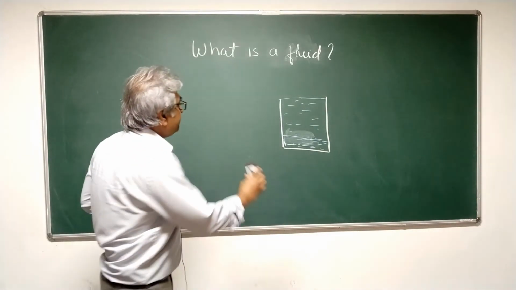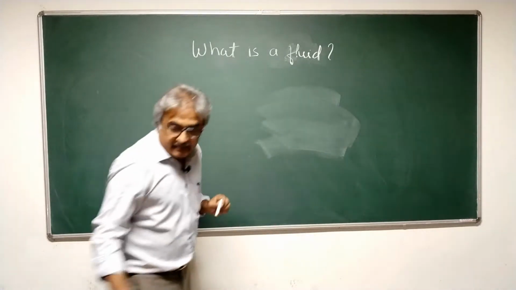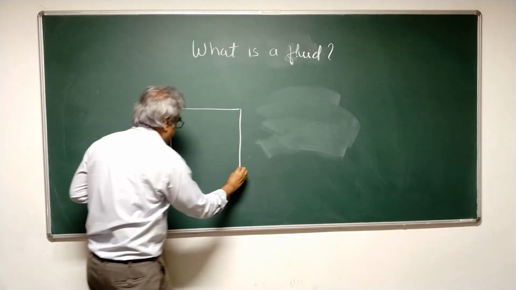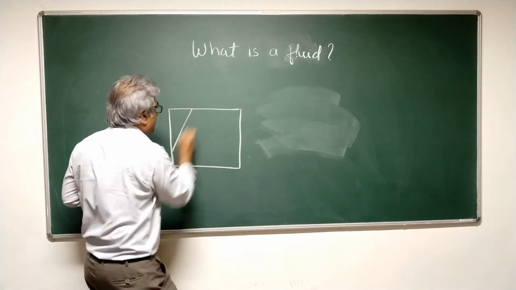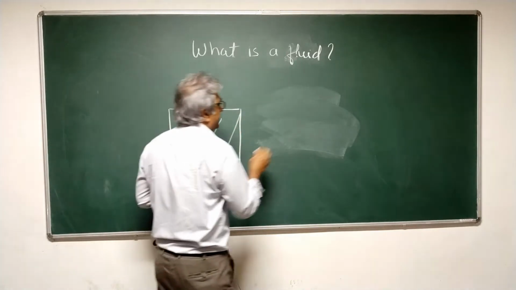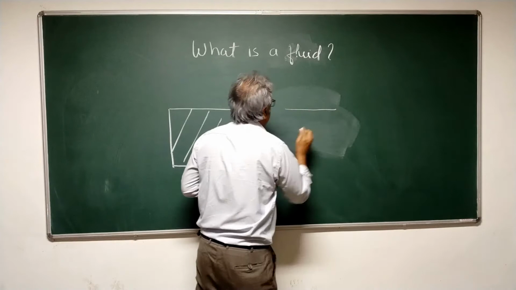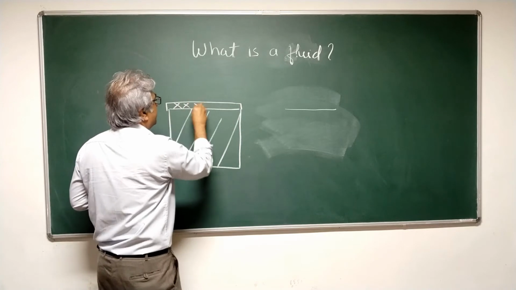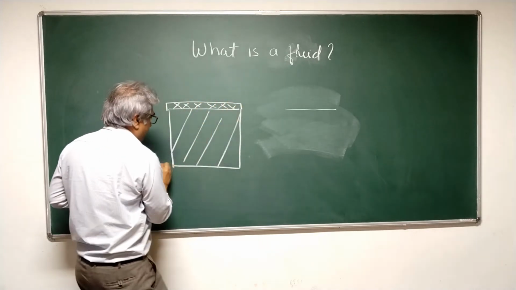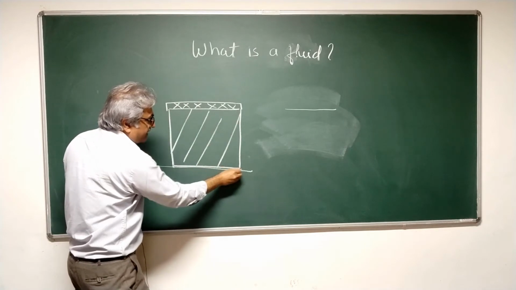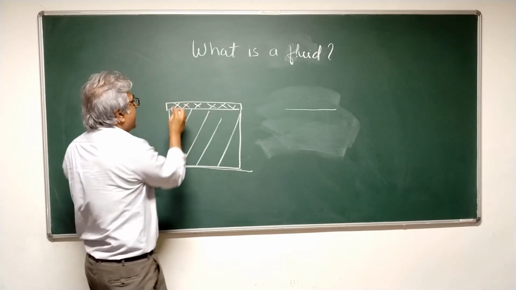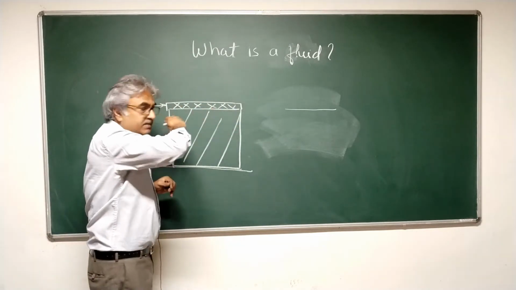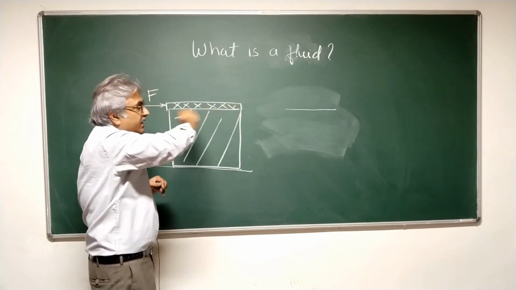For example, let's say that this is a solid, and on this solid there is a plate. So between this plate and this solid surface at the bottom, a solid piece is held, and we are applying a force here. There is some force applied along its surface, along this plate.